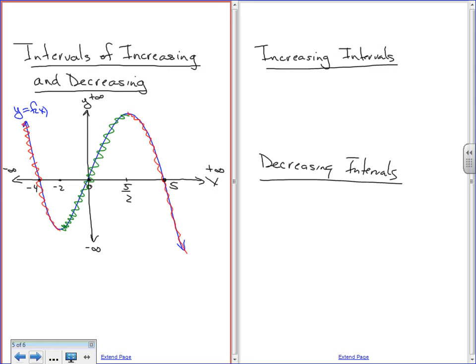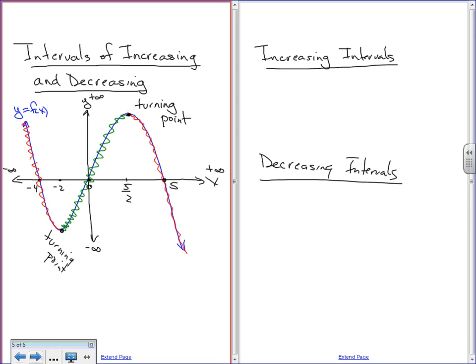Where a function changes from increasing to decreasing, right here, at that point, that's called a turning point. When a function changes from decreasing to increasing, it's still called a turning point. But then, as we go through the course, we're going to learn that they actually have different names. So they're both turning points, but this one's the top of a hill, so we call it a maximum, and this one's the bottom of a valley, we call it a minimum. We'll get into that a little bit more as we go through.